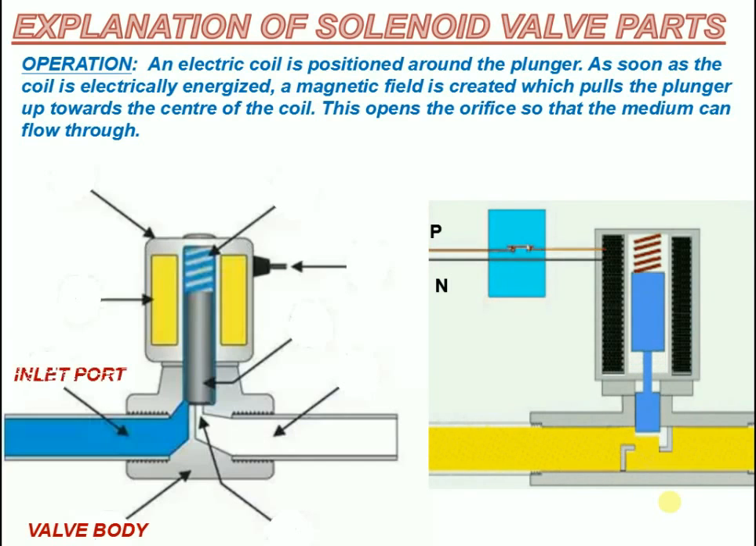Inlet port of the valve. This is the port through which the fluid enters inside the valve, and from here it can enter into the final process. Outlet port. The fluid that is allowed to pass through the valve leaves the valve through the outlet port. The solenoid valve controls the flow of the fluid from inlet port to the outlet port.